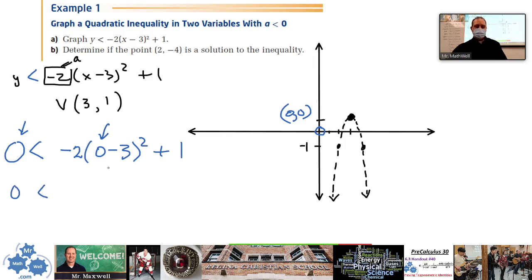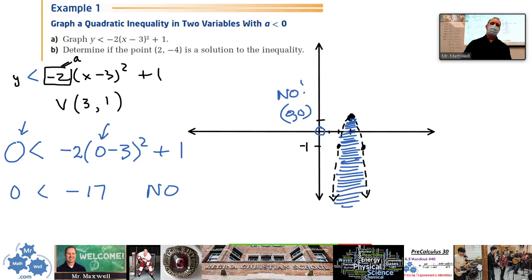Well, what do we have over here on this side? I have -3 squared is +9 times -2 is -18 plus 1 is -17. Okay, so is that a true statement? Is 0 less than -17? You would say no. So if this is a no, then guess what? This point is a no. Therefore, the solution region would be on the other side of the parabola border, and it would be sort of inside the parabola looking like this. And that's how you would graph your solution region.